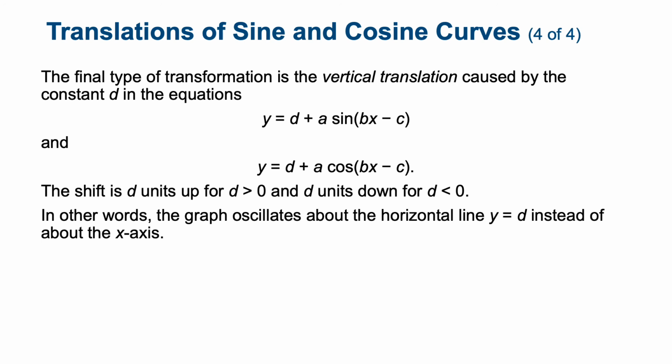Alrighty, so finally we have the vertical translation. If you add a constant to it, which is just a number with no variables attached, it shifts up for d that's positive and down for d that's negative. So it's a very typical translation. In other words, it oscillates about the horizontal line y equals d instead of the x-axis. Everything's the same except that now, instead of using the x-axis, you'll use the line y equals d.